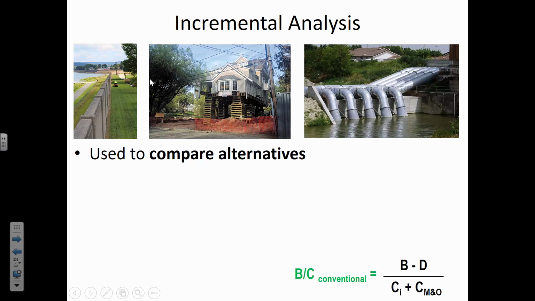So here is, just to refresh your memory, the B/C formula that we use in conventional terms. It's benefits minus, what is D?